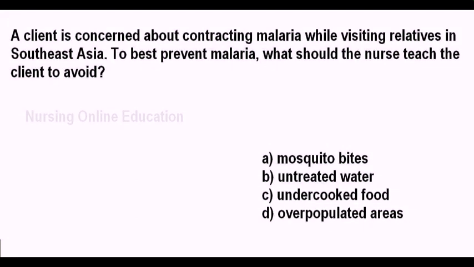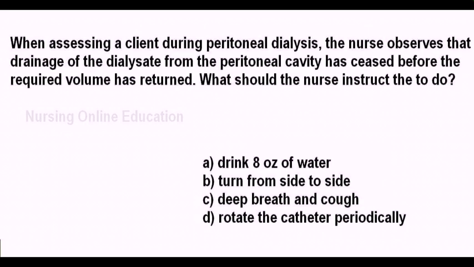A client is concerned about malaria while visiting relatives in Southeast Asia. To prevent her from malaria, what should the nurse teach the client to avoid? Options: mosquito bite, untreated water, undercooked food, overpopulated area. We know that malaria is transmitted through mosquitoes, so we have to instruct the client to avoid mosquito bite. Answer: mosquito bite.